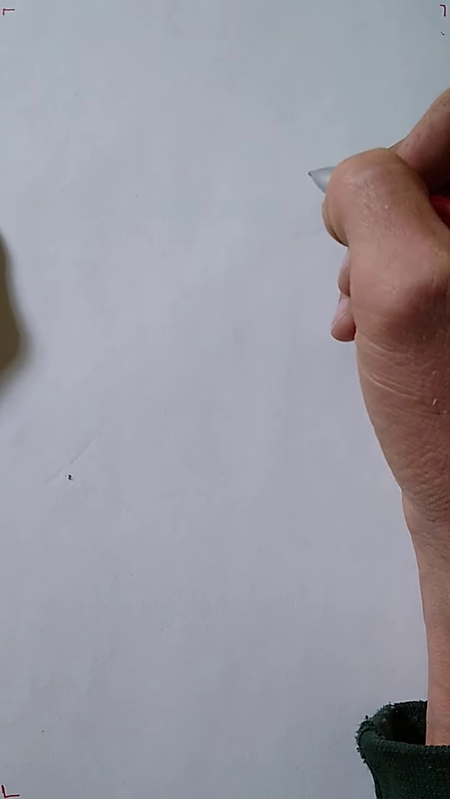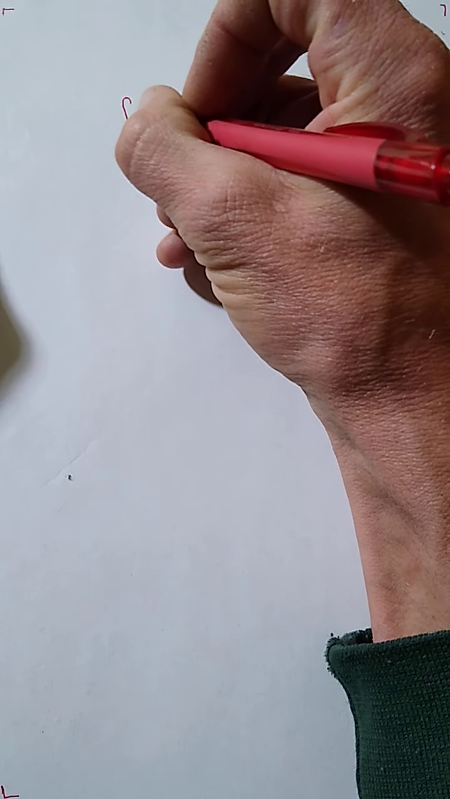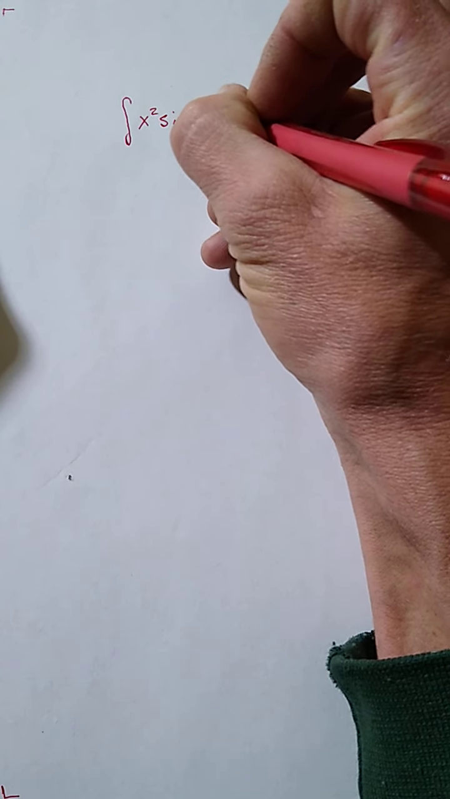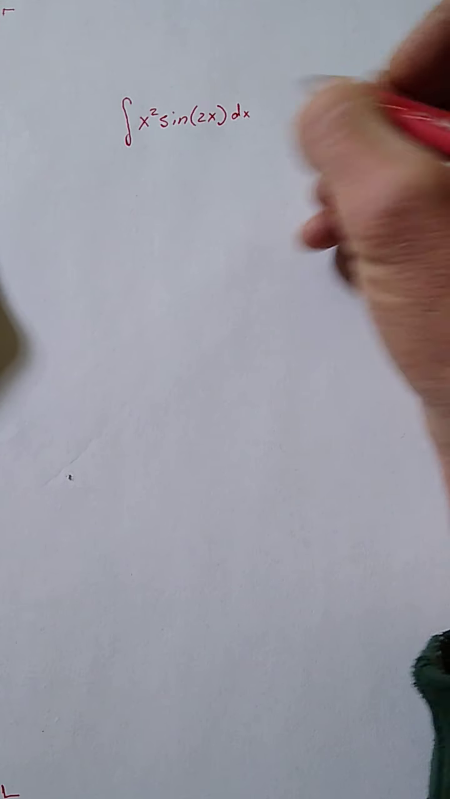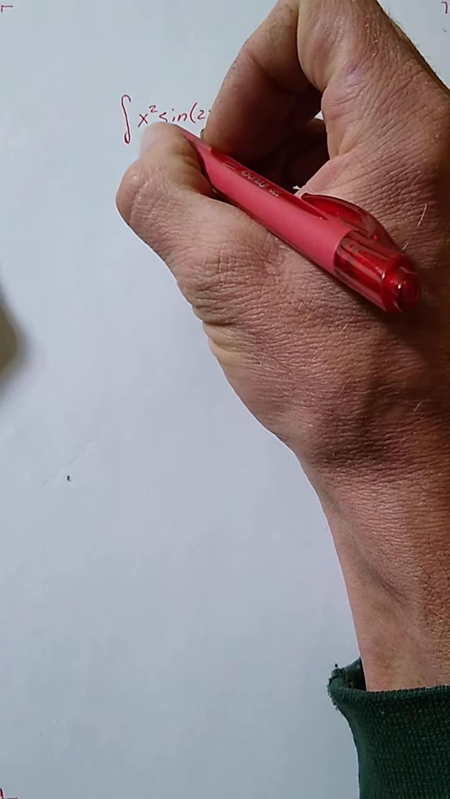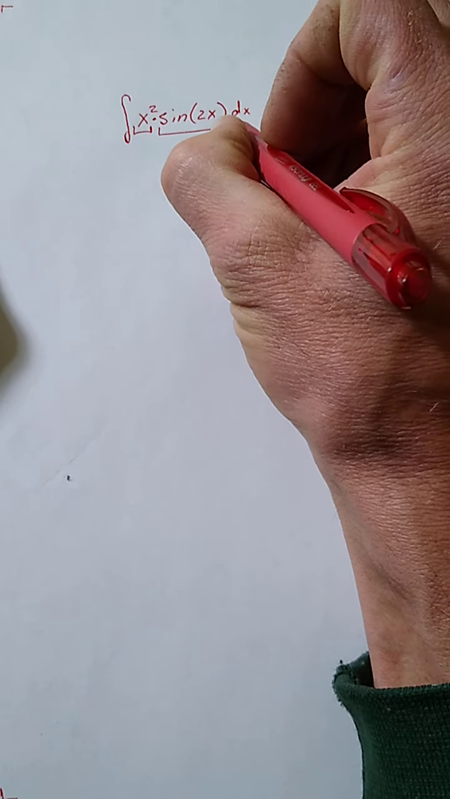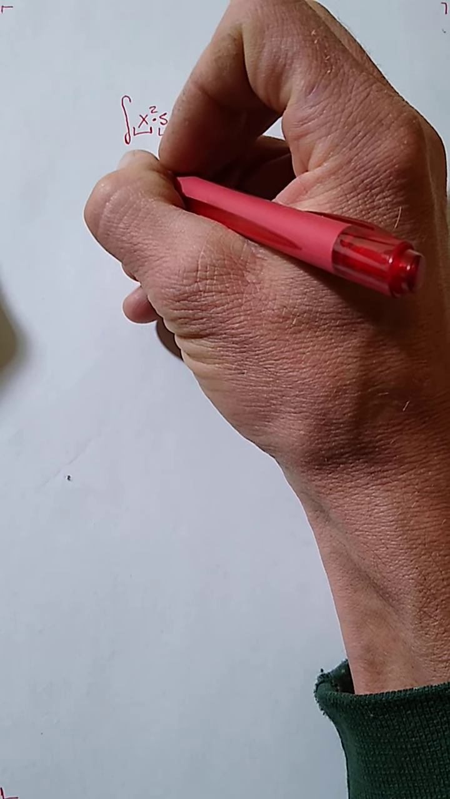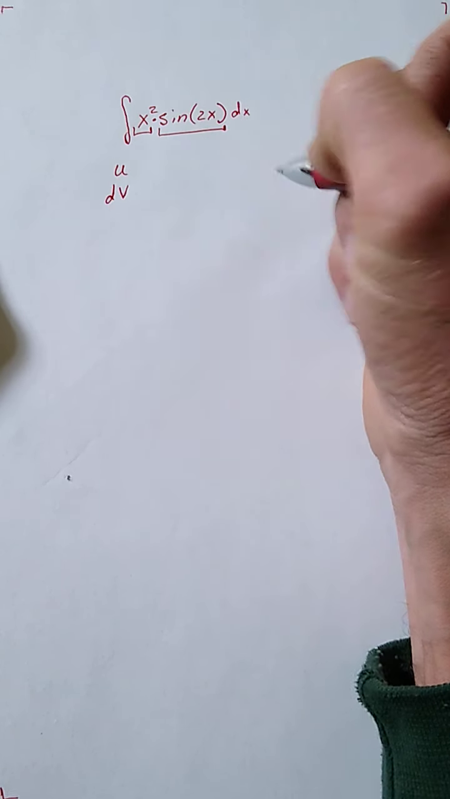So, in general, for integration by parts, let's say, for example, we have x squared sine of 2x dx. Okay, so if we need to evaluate this, obviously we've got two functions, x squared and sine of 2x, and we need to pick which one of them we're going to call our u and which one we're going to call our dv.